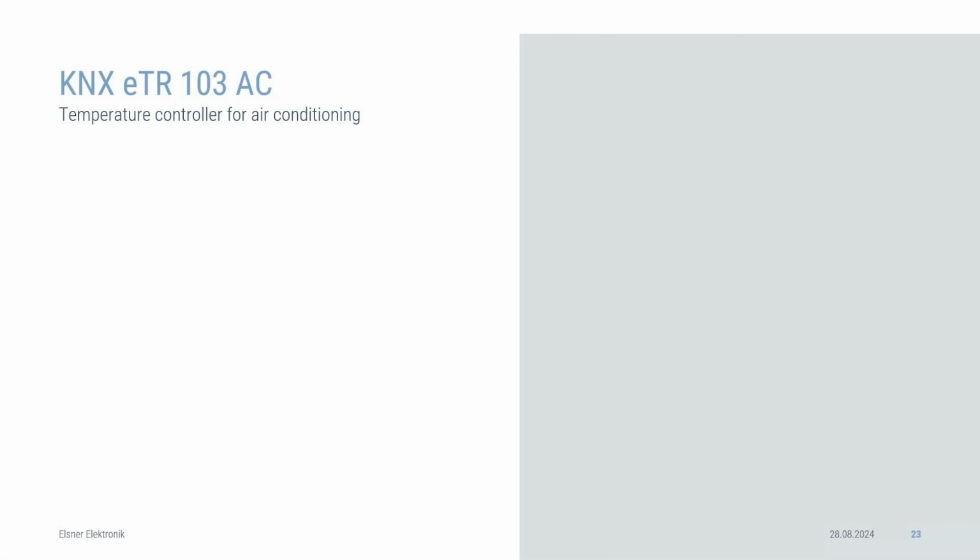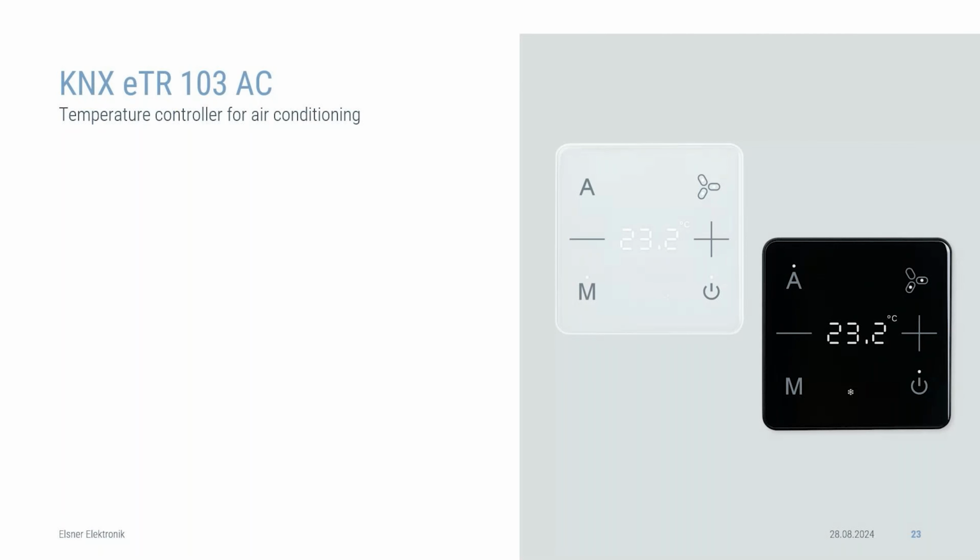Another device that we're gonna make is the eTR 103 AC. It looks very similar to the eTR fan coil and it also has similar functionalities. So you can control the temperature with the plus and minus buttons and you can set the temperature as displayed on the 7 segment visualization. But a special thing is you also have 4 modes that you can switch on, and you can switch those modes by pressing the button M. You can switch between dehumidification, cooling, heating, and the fan speed.